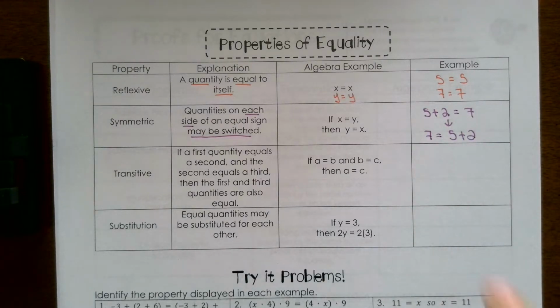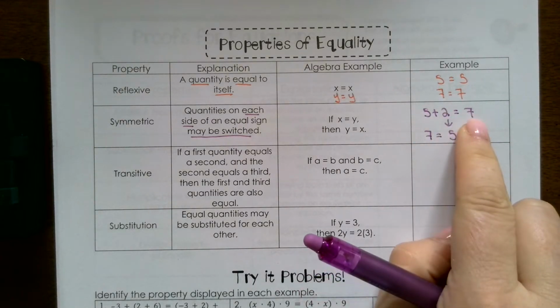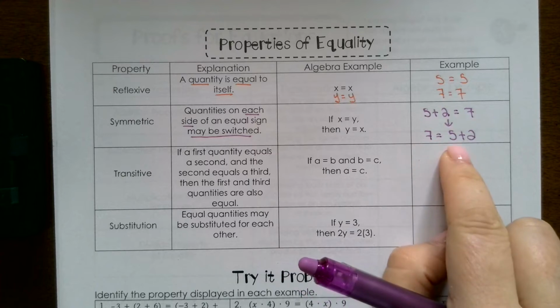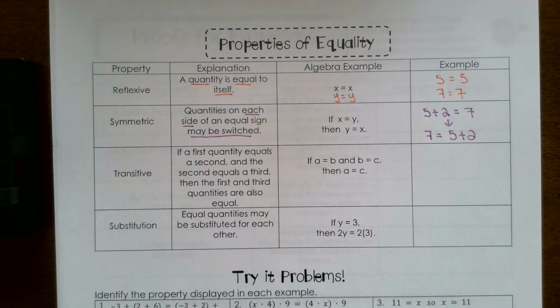And I think you would agree with that. 5 plus 2 equals 7, and that equals 7. 7 equals 5 plus 2, which is 7. That is the symmetric property.